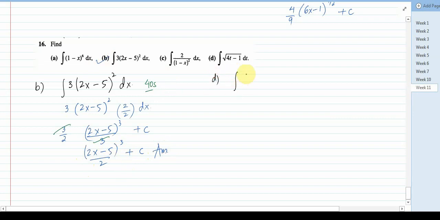Integral of under root 4t minus 1 dt. Alright, again you have a time of 60 seconds, so give it a try. Start.